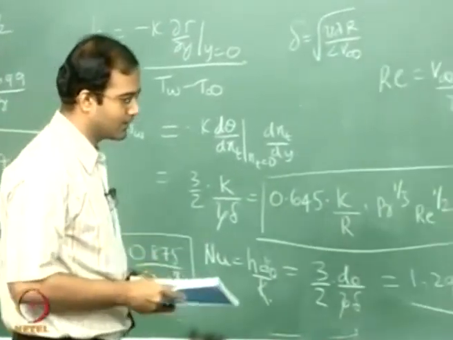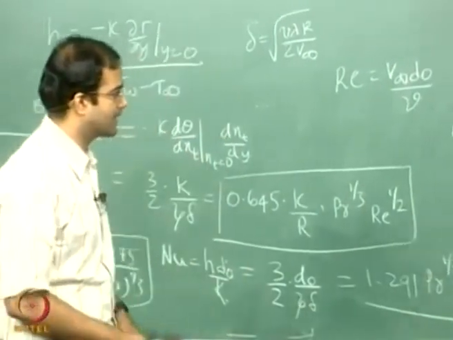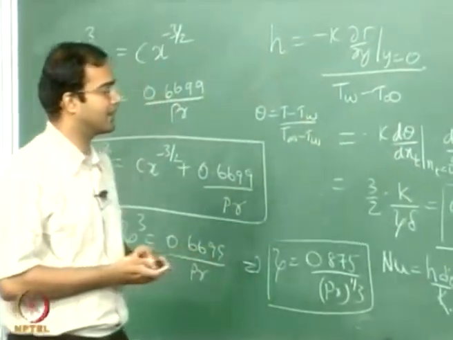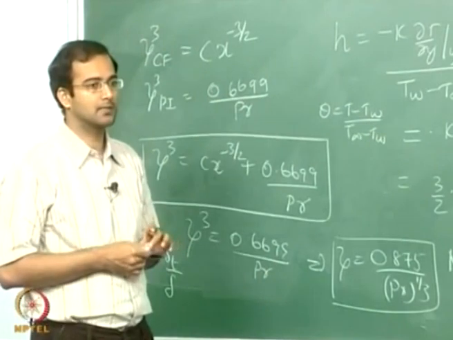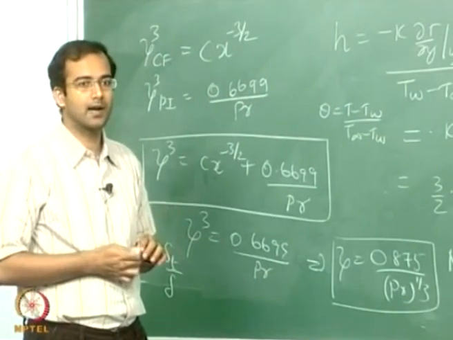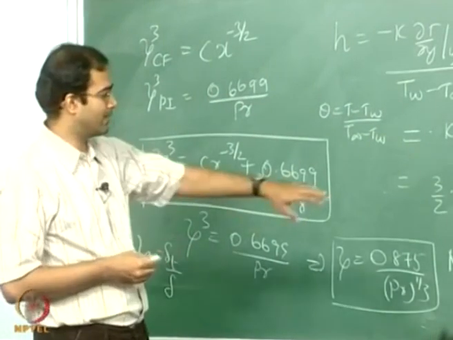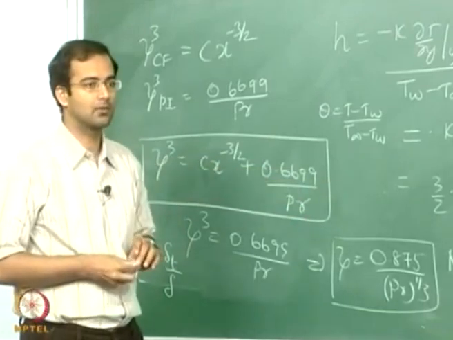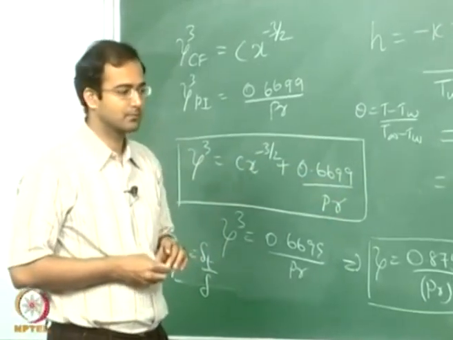So tomorrow let us make another assumption so that we can simplify the Karman-Pohlhausen solution itself. And with that we will get the same expression for Nusselt number, and we will see how close it is. So any questions?